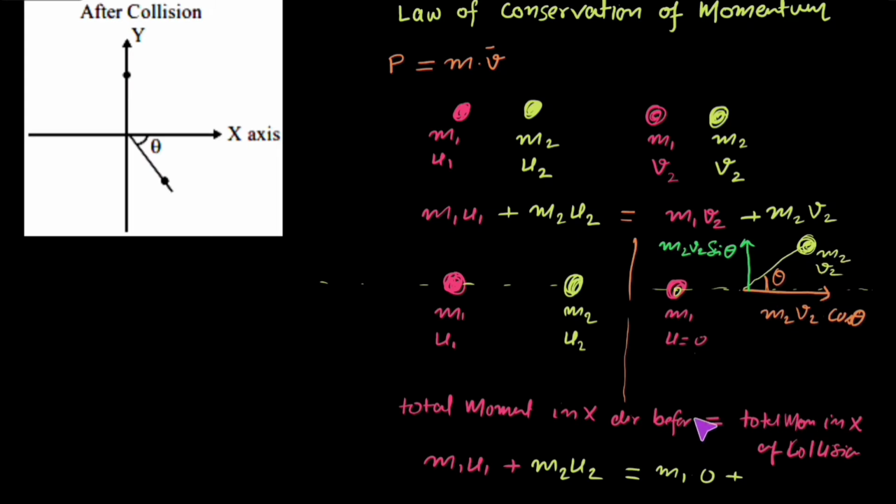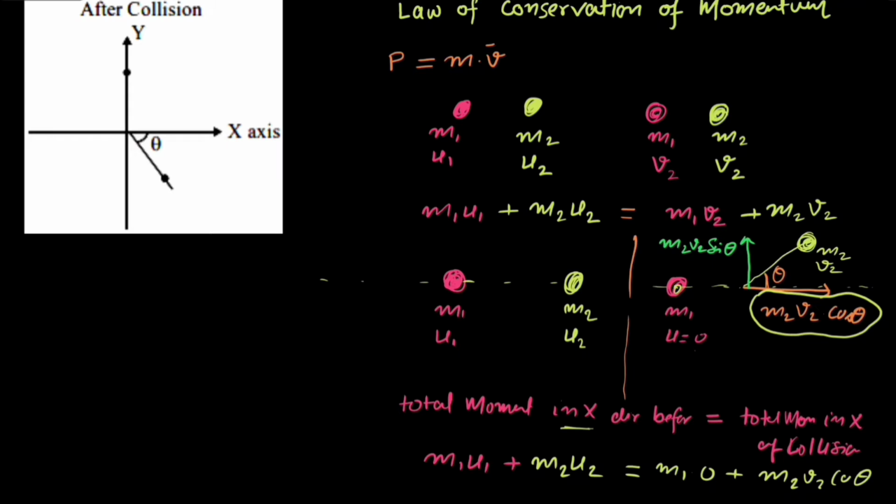Because before collision we are taking the momentum in the x direction only, after collision we have to take the part of this m2 v2 which is in the x direction. So the part of m2 v2 in x direction is m2 v2 cos theta. So this would be equal to m2 v2 cos theta.